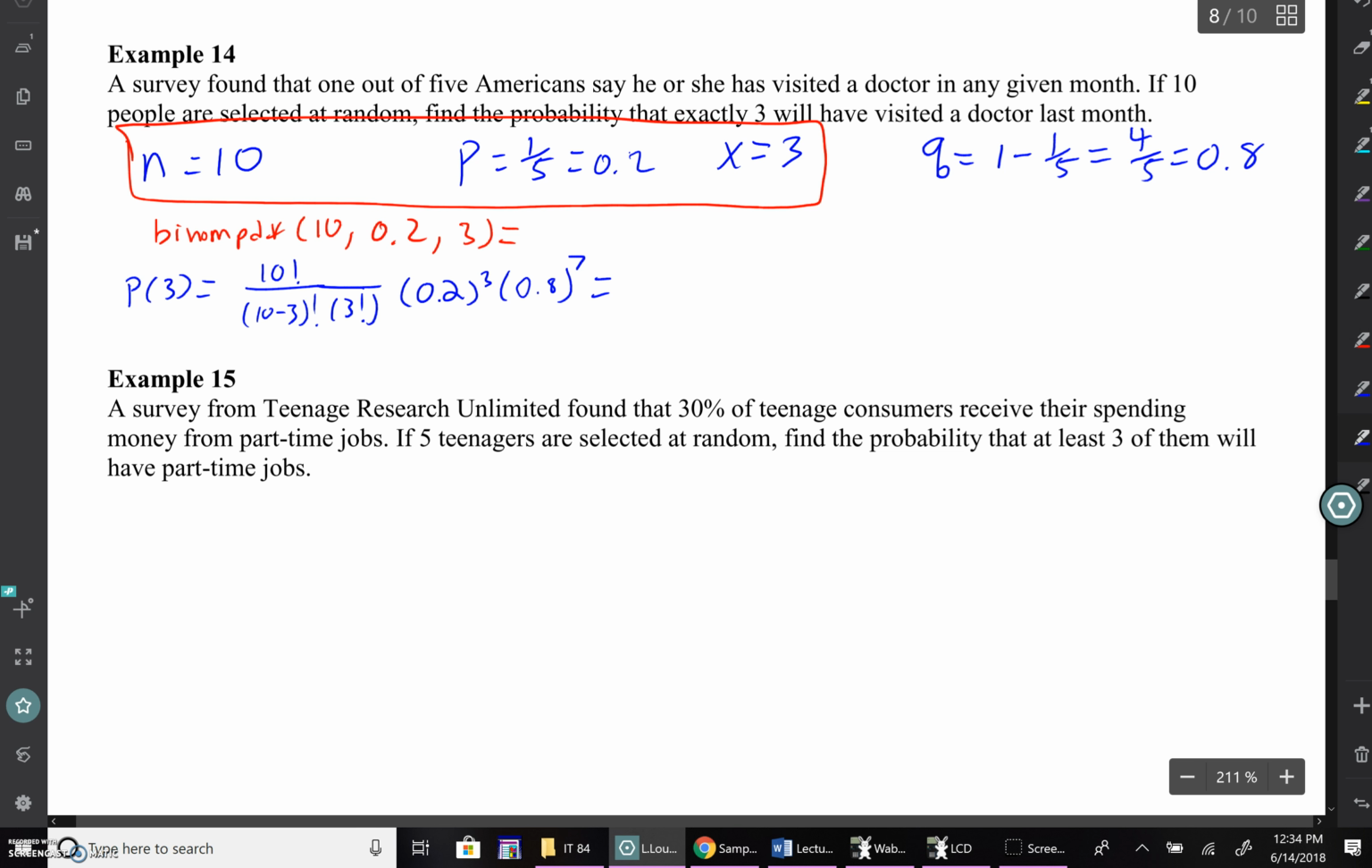We should be able to work both of these out and get to a similar point. So let's see where we get to. Due to my rounding and different things, when I did it by hand, I got 0.201. What do you get on the calculator? Same thing. That might not always happen.